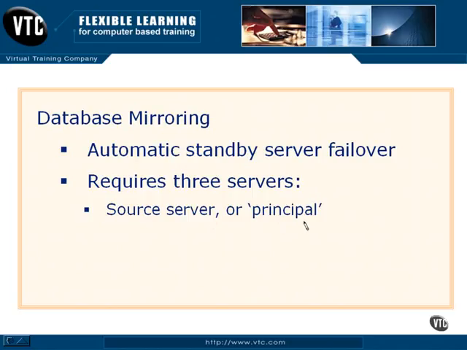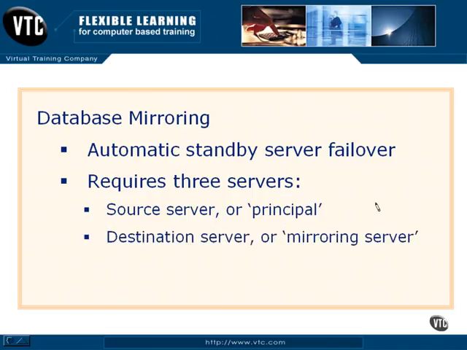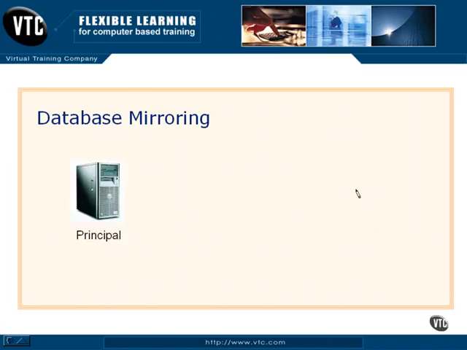The source server, or our production SQL Server, is called the principal. The destination server, or the one that'll be getting the copy, is called the mirroring server. And then the server that kind of watches over this and decides who's in charge is called the witness server. Okay, let's look at a graphic of it.